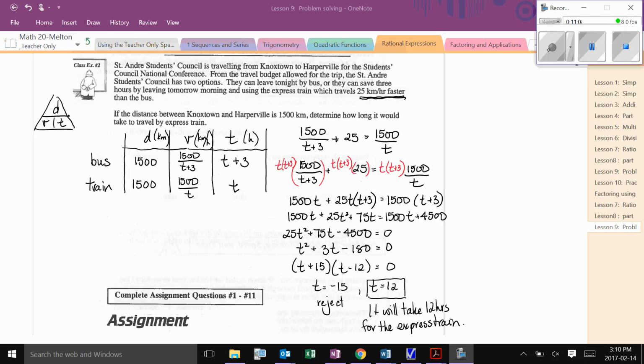Either t plus 15 equals 0, which means t equals negative 15, or t minus 12 equals 0, which means t equals 12. We are trying to find time, and that is a value for t. Since we can't have a negative value for time, we're going to reject that one. That means that t equals 12 is the correct time for the amount of time it takes for the express train to travel between those two towns. Okay, so please continue with the assigned questions and let me know if you have any concerns or questions along the way.